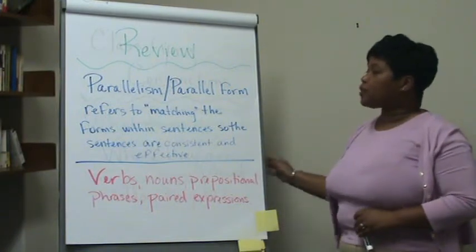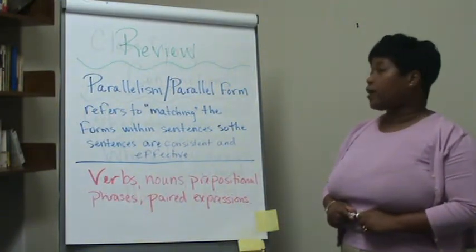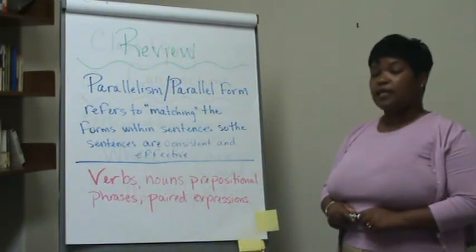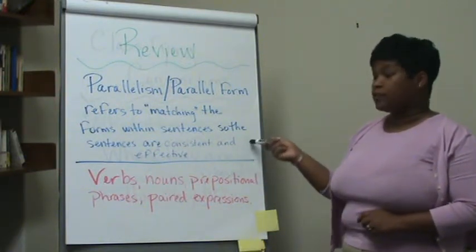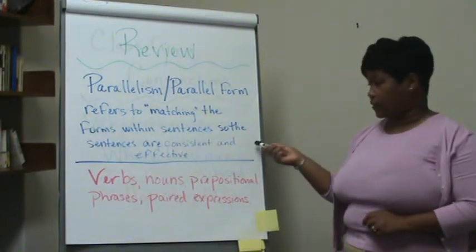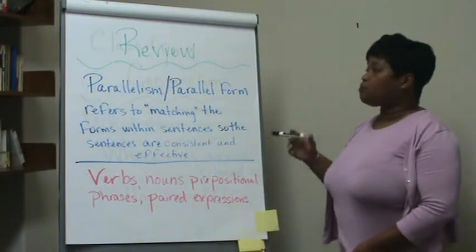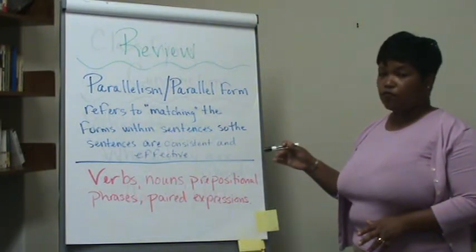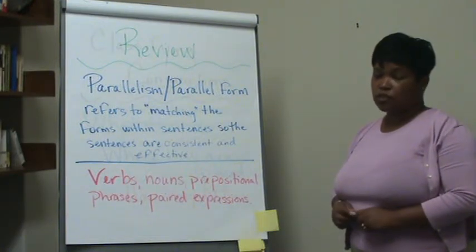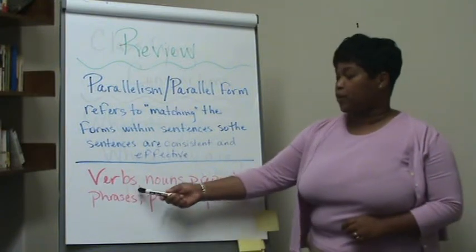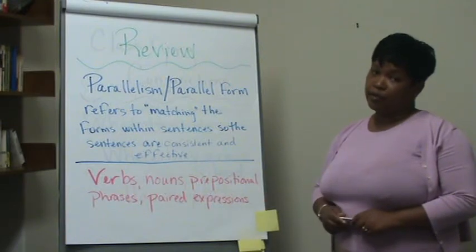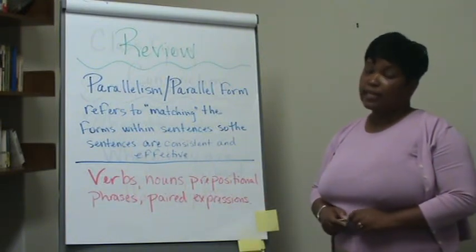So let's just do a little bit of review. Parallelism or parallel form refers to matching forms within sentences so that the end product is effective sentences. You want your sentences to be consistent and effective in every context, especially in writing. When you're referring to parallelism or parallel form, recognize that there is no part of speech that is not subjected to this. And so you might see issues with parallel structure in verbs and nouns and prepositional phrases, or in those paired expressions, the 5 paired expressions that I gave you.